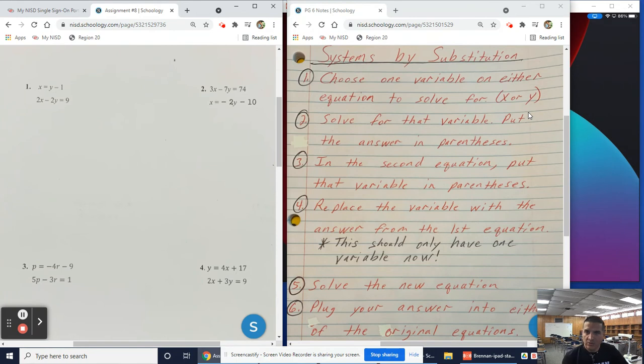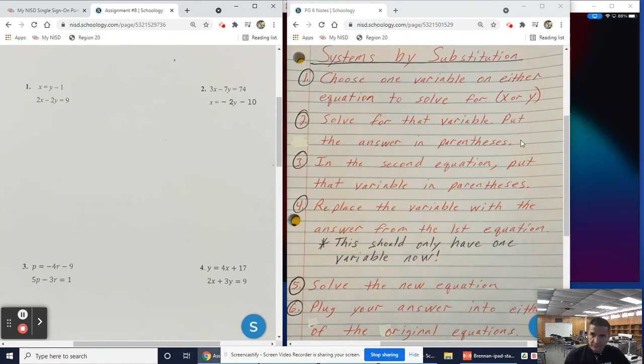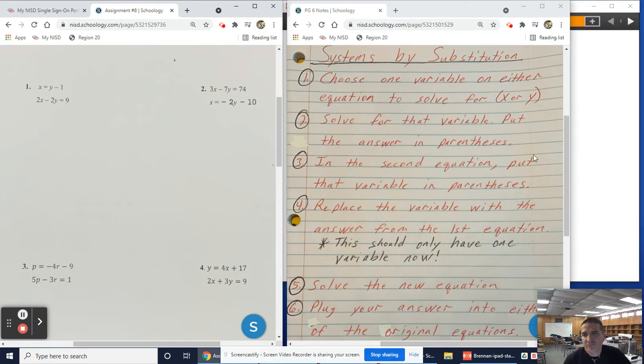You're going to choose a variable on either equation to solve for, x or y, right? Now, part of the main thing to do is to choose a smart one. Like when I look at number 2, if I got to solve for one of these variables, solving for x is going to take some steps, solving for y will take some steps. But if I look at the second one, it's already solved for x. So I'm already done there. Okay, so I'm going to choose that one.